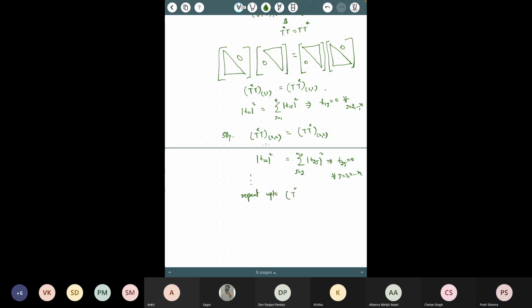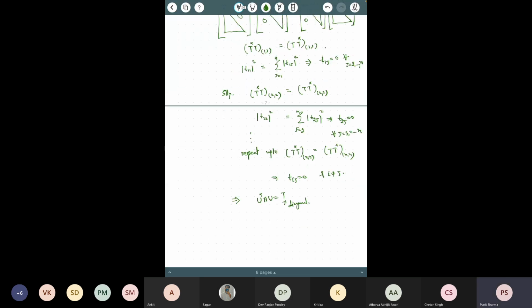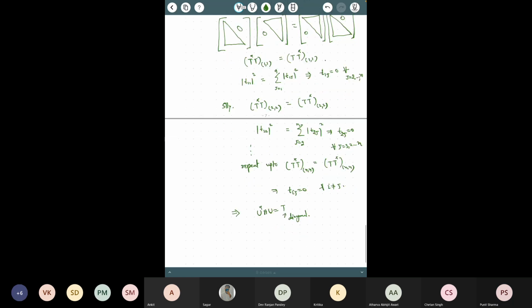And if you keep on doing the same thing, comparing the nth diagonal entry of T star T and T T star, this will imply that Tij equal to 0 for all i not equal to j. Okay, but if this is the case, then what does this mean? This implies that T is diagonal. So T is in fact diagonal, and this implies that A is unitarily diagonalizable. So this proves B.